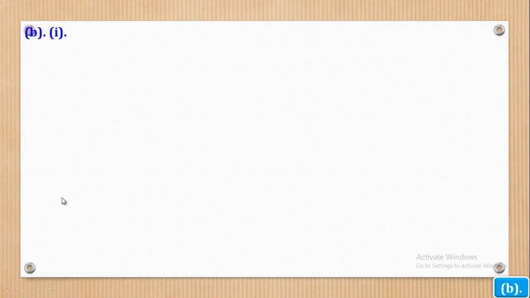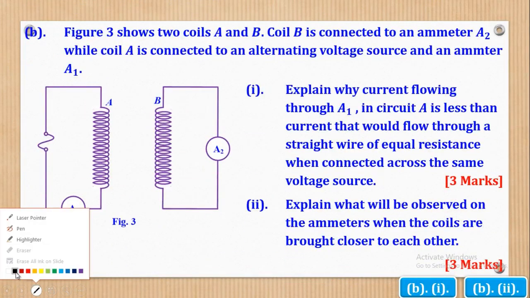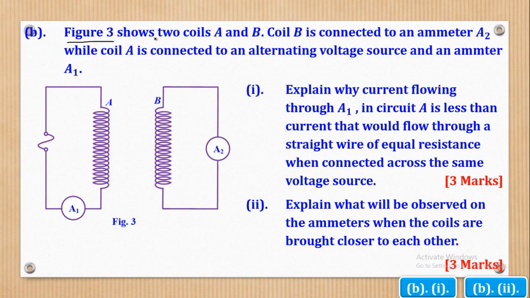So now we shall go to part B, Roman 1. Part B, Roman 1 says, figure 3 shows two coils A and B. Coil B is connected to an ammeter A2, while coil A is connected to an alternating voltage source and an ammeter A1, as shown in this diagram. Explain why current flowing through A1 in circuit A is less than the current that would flow through a straight wire of equal resistance when connected across the same voltage.